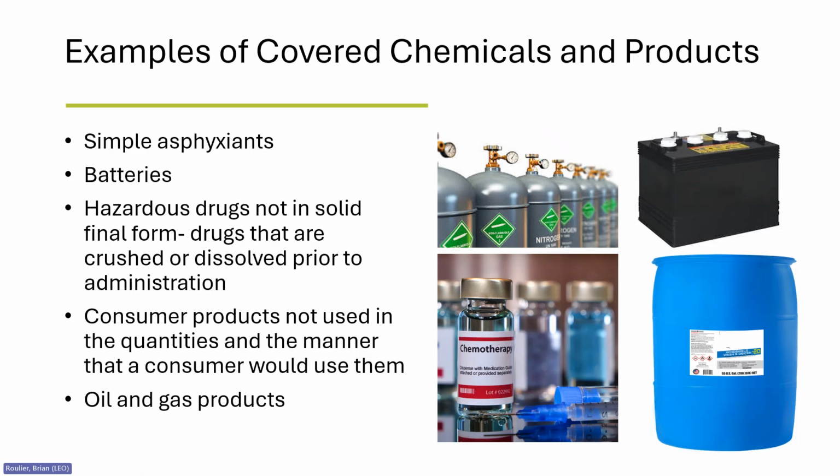More examples of covered chemicals may include simple asphyxiants, such as gases like nitrogen, argon, or carbon dioxide. These may be used for industrial applications like welding, laser operation, growing, food processing, and heat treating. Batteries can expose employees to corrosives, flammables, or other hazards when they're being serviced or recycled.